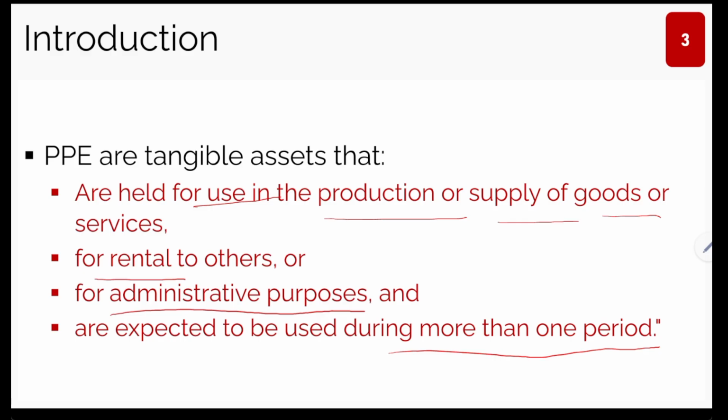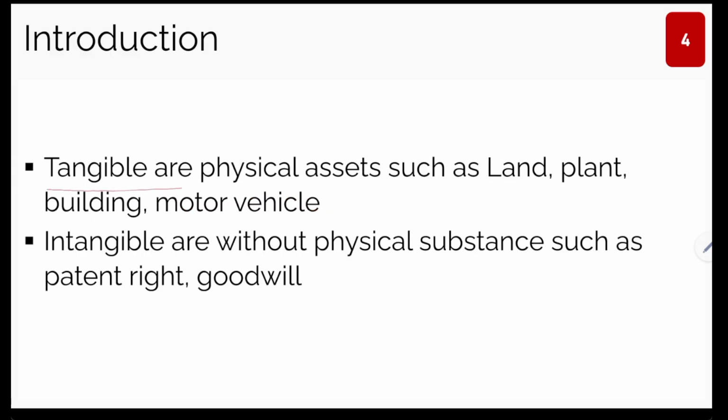All right. So tangible assets, of course, are assets that have physical substance to them. So you have your land, your plants, your building, your motor vehicle. They are all tangible assets. While your intangible assets are those without physical substance. So this would include your patent rights, your IP, your goodwill, maybe your franchise and all of that. All of these things make up your intangible asset. But we're going to be focusing on just PPE in today's class.